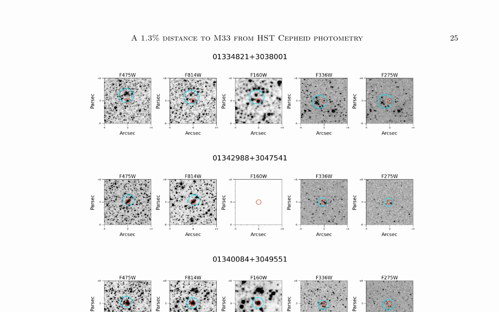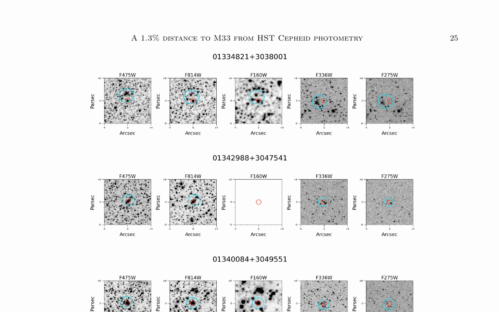In the context of astronomical research, a crucial aspect is determining the distance to galaxies, such as M33, using various methods. This paper presents a novel approach that utilizes Hubble Space Telescope, HST, Cepheid photometry to measure the distance to M33 with high precision. The authors employ a well-established method in astrophysics, utilizing Cepheid variable stars whose brightness fluctuates periodically due to pulsations. By observing these fluctuations and comparing them with known Cepheids in the Milky Way, it is possible to calculate the distance to M33.